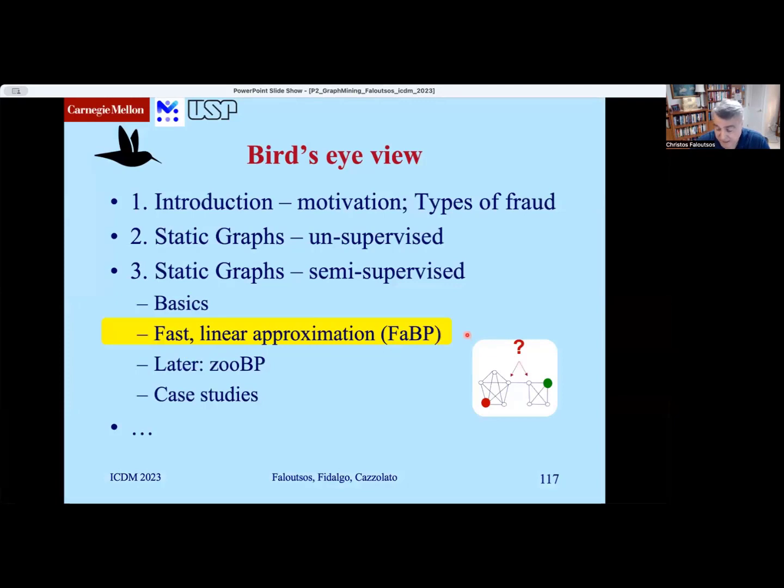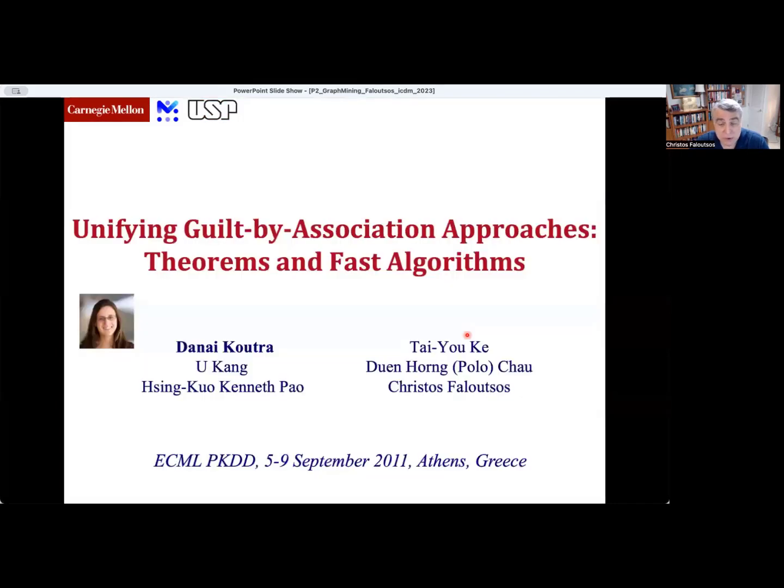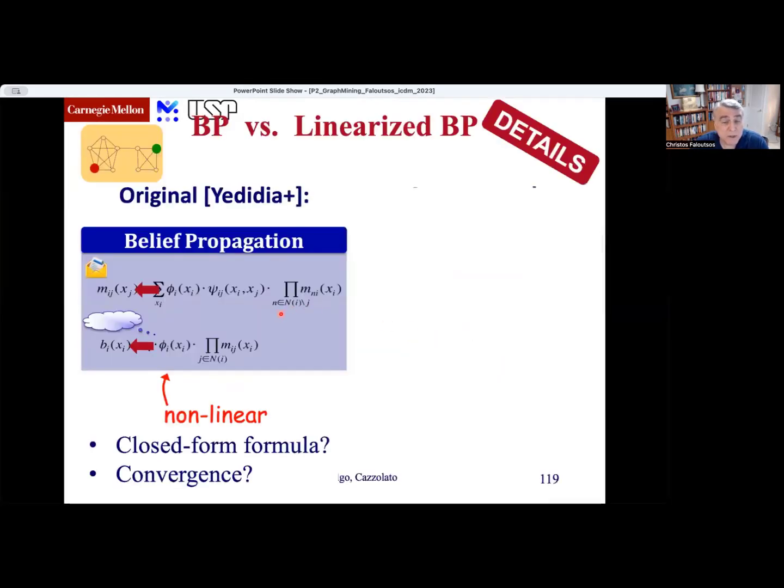We'll see a fast approximation called FABP, and then eventually ZooBP. As we mentioned, this is the paper that describes the linear approximation of BP. The equations that Yedidia proposed, the standard equations of belief propagation, are assignment statements. This is not a closed formula. We cannot say anything about these assignments. We don't even know if it will converge or not.